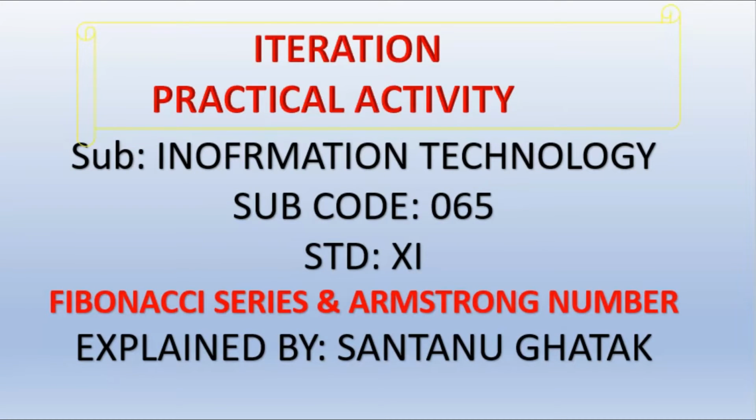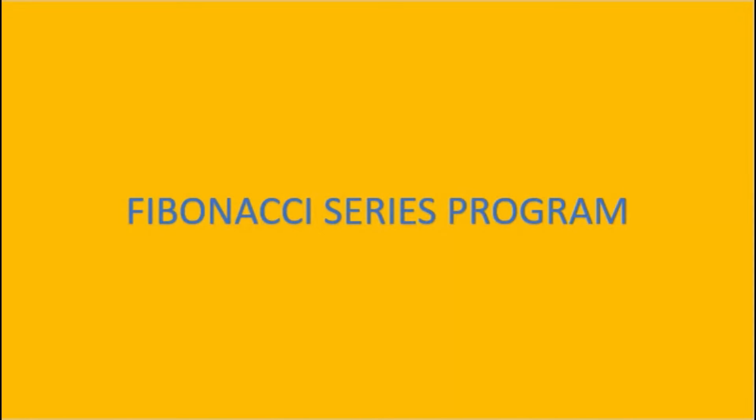And an Armstrong number is a number where the cube of each of the digits, when summed, will generate the number itself. So if we see the program, I think you will be able to understand what is actually being said. All right, so follow the program and its practical activity. Follow the Fibonacci series program now.